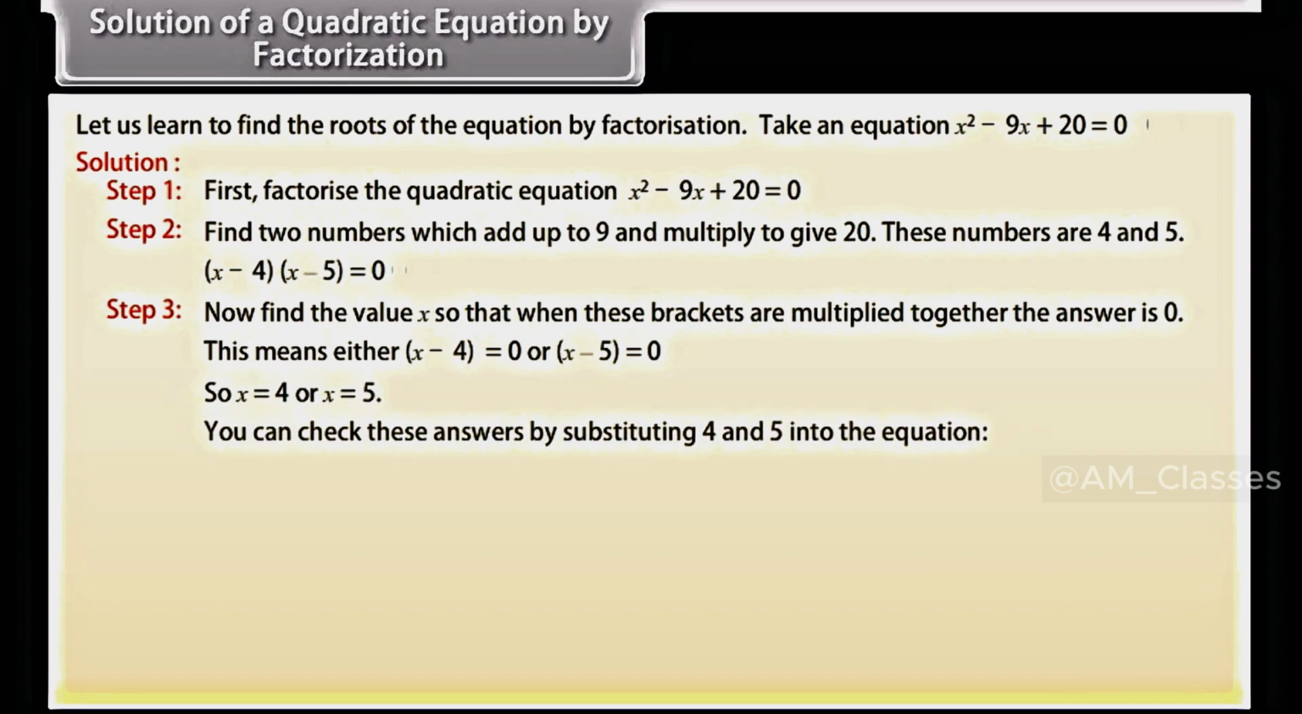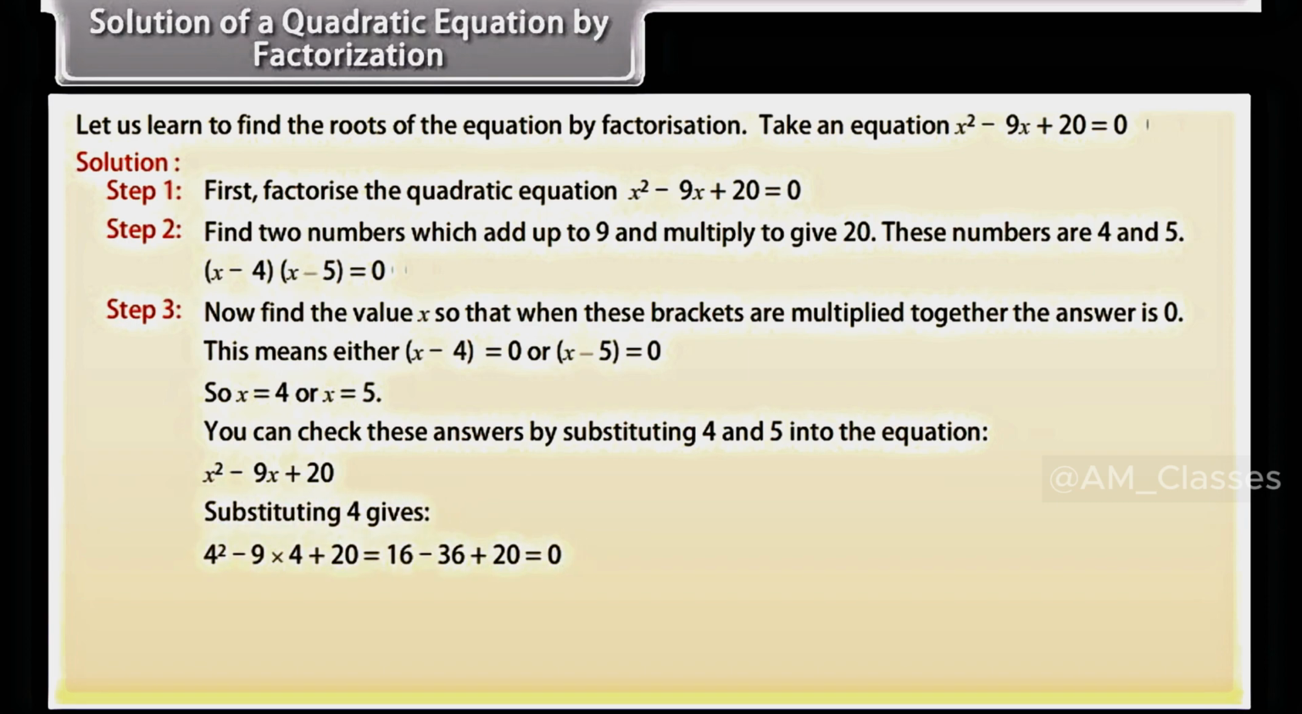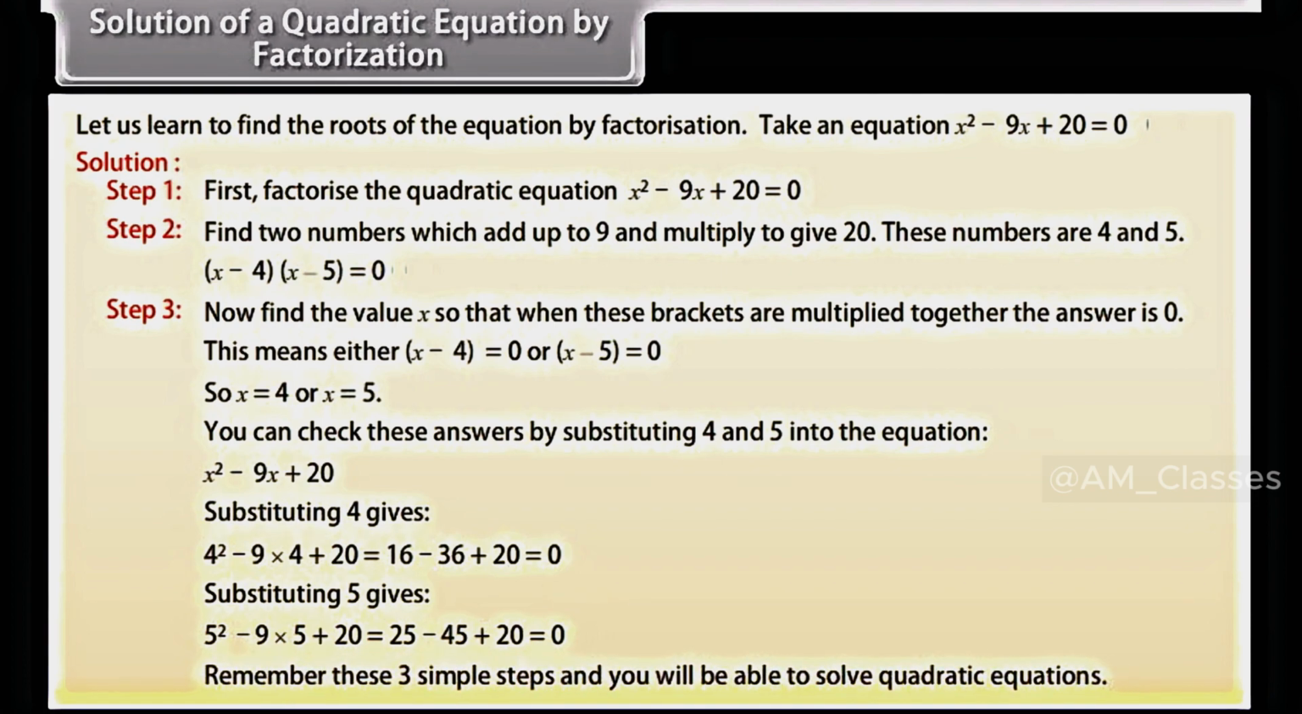You can check these answers by substituting 4 and 5 into the equation x square minus 9x plus 20. Substituting 4 gives 4 square minus 9 into 4 plus 20 is equal to 16 minus 36 plus 20 equals 0. Substituting 5 gives 5 square minus 9 into 5 plus 20 is equal to 25 minus 45 plus 20 equals 0. Remember these three simple steps and you will be able to solve quadratic equations.